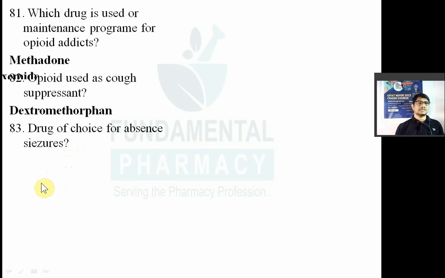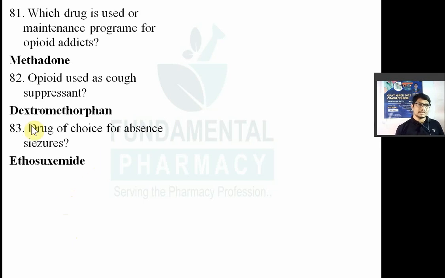The answer for this is ethosuximide. And valproate is also a drug used in the absence seizure. Now what do you mean by absence seizure? Seizures are classified into different types, like generalized seizure, generalized tonic-clonic seizure, or major epilepsy, or grand mal epilepsy, then minor epilepsy, then absence seizures. In the absence seizure, there is no tonic or clonic movement of your body. Muscle clonus will not be there in the absence seizure.